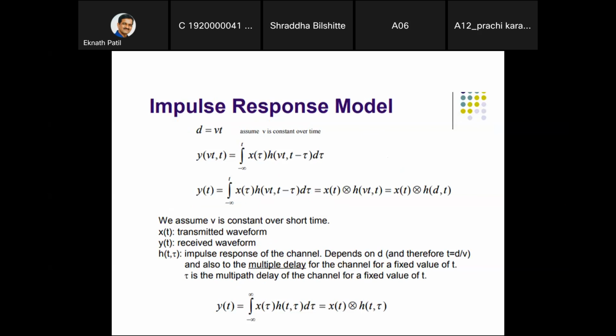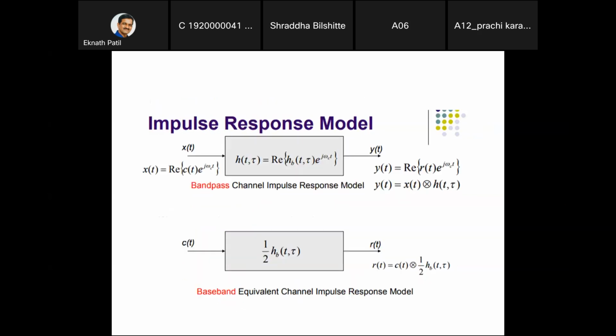Also, τ is the multipath delay. For a channel with a fixed value of t, one can write y(t) as the integral from minus infinity to plus infinity of x(τ) h(t, t minus τ) dτ, which is equal to x(t) convolved with h(t,τ).